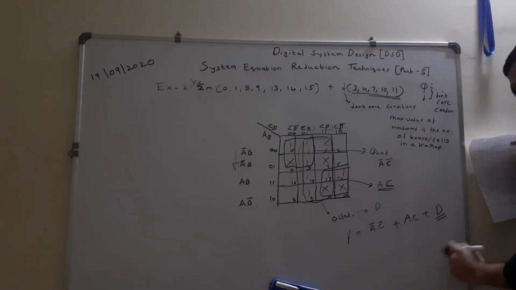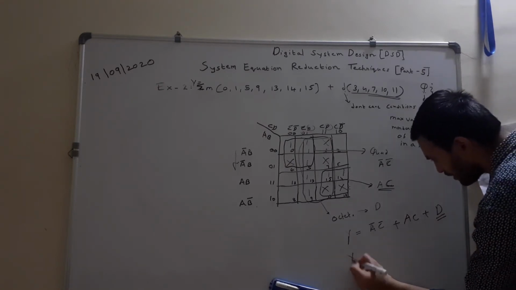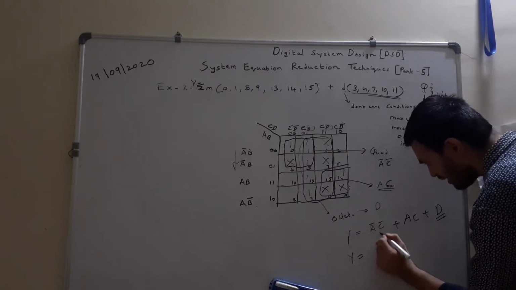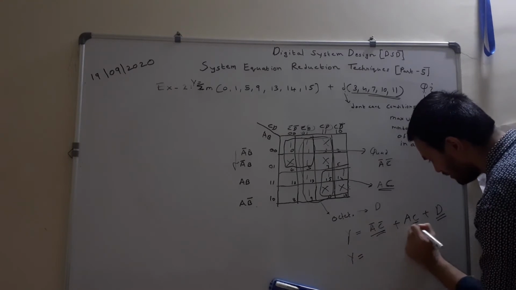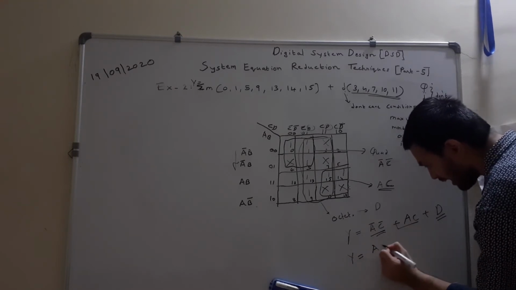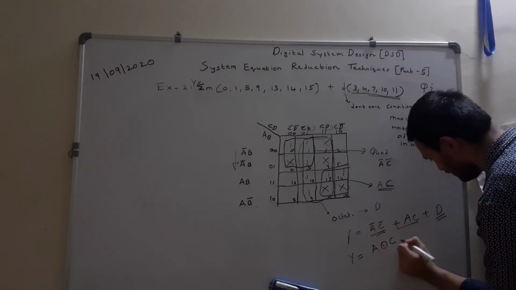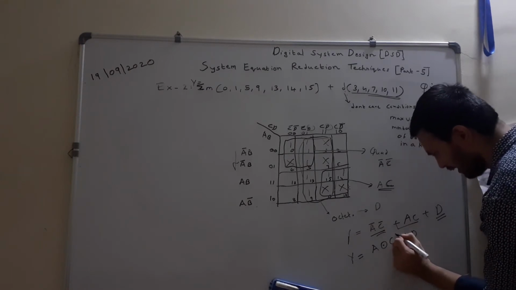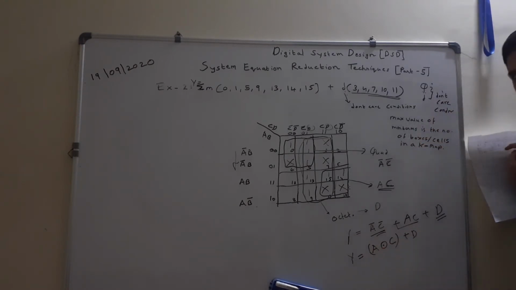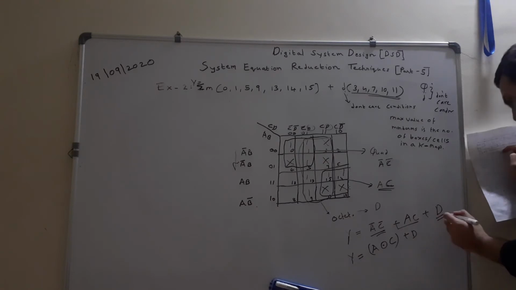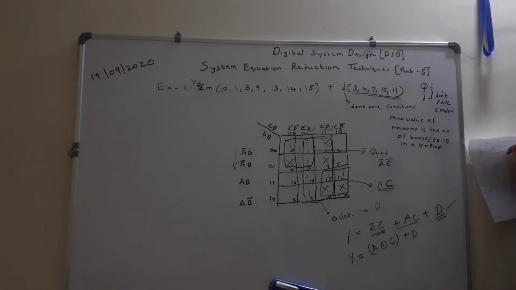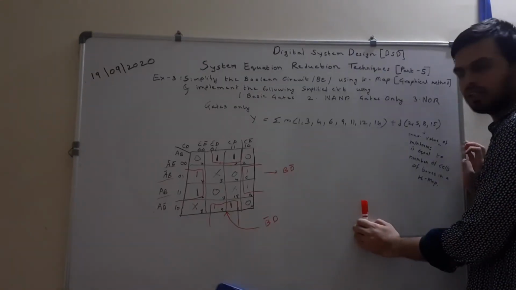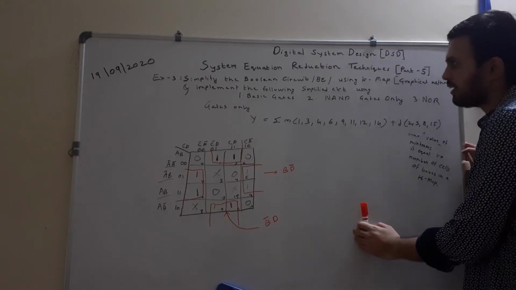So this is the expression, and this expression can be also alternatively written as, you can observe, A bar C bar plus AC is nothing but A XNOR C plus D. So you can write it in this fashion also. So this is your final output, or you can simply keep it as it is. So now let us start studying the third example for today.